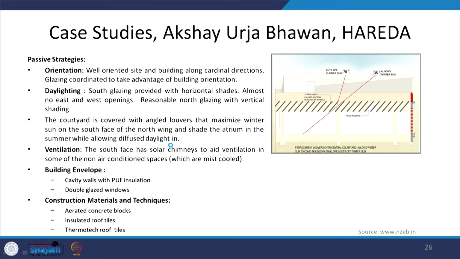The first step, as we have always discussed, is the passive strategies. They have considered orienting the building properly, allowing for daylighting in most of the areas. So, the south glazing was provided with horizontal shades, and there were almost no east and west openings, and there was a reasonable amount of north glazing with vertical shading provided.